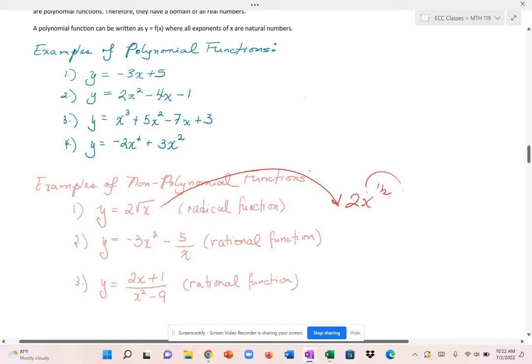You can only have whole numbers in your exponent when you're talking about polynomials. The second one is considered a rational function because of this part. I have a variable in the denominator, so it's not a polynomial. And the third one is also a rational function because I have variables in the denominator. So when you have a non-polynomial function, it is possible that you have some restrictions to the domain. You can't assume that the domain here is all real numbers. And again, the domain means what are all the possible values that x can be.